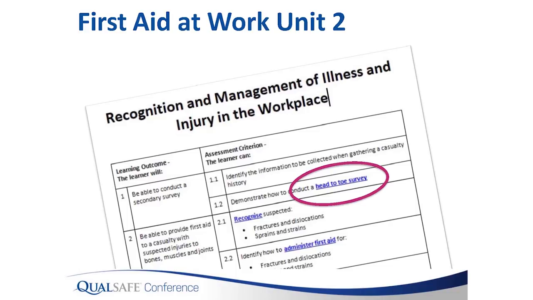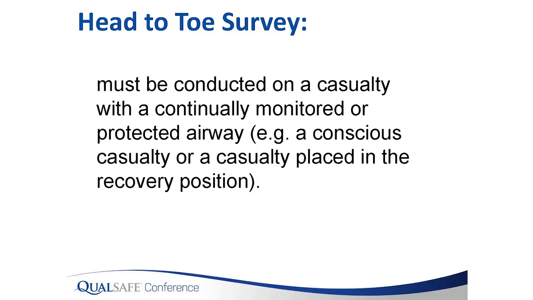And we got some very slight discrete changes to this after quite a few arguments, to be fair. But what we can do with these units, so this is the unit behind the First Aid at Work qualification, and as you can see, it says demonstrate how to conduct a head-to-toe survey. We can amplify words or phrases within the units and then give a little bit more guidance. So we amplified the head-to-toe survey. And the guidance that sits behind that says, after much negotiation, we managed to achieve this wording: must be conducted on a casualty with a continually monitored and protected airway, e.g., a conscious casualty or a casualty placed in the recovery position.